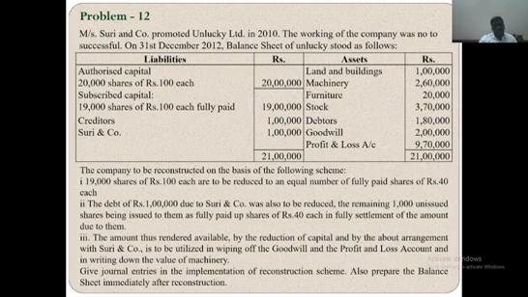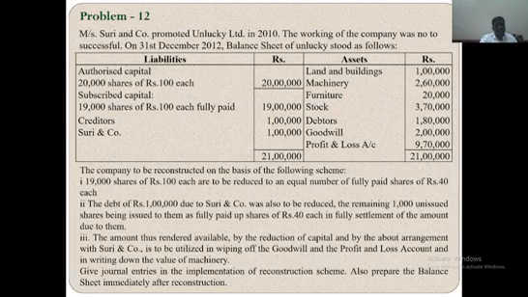The debt of rupees 1 lakh due to Surrey and Company Limited was also to be reduced. The remaining 1,000 unissued shares are to be issued to them as fully paid shares of rupees 40 each, in full settlement of the amount due to them. The amount thus made available by the reduction of capital, with the arrangement with Surrey and Company Limited, is to be utilized for writing off goodwill. First you have to adjust goodwill. Next, the profit and loss account balance, then write down the value of machinery. Give the necessary journal entries for implementation of the reconstruction scheme, and also prepare the balance sheet immediately after reconstruction.